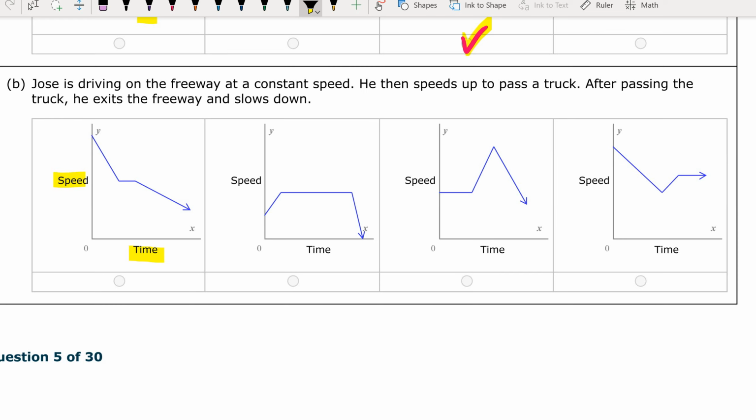Okay, Jose is driving on a freeway at a constant speed, which means the speed stays the same. It's neither going up or down. So the line is going to go sideways. And then he speeds up to pass a truck, which means he's going to go faster. So the speed is going to increase as time increases. After passing the truck, he exits the freeway and slows down. And you see the slope is going down quickly. So that will be the third graph on number 4.